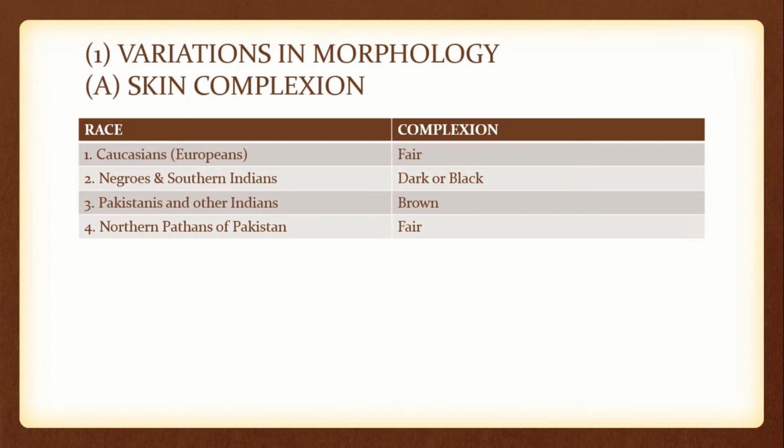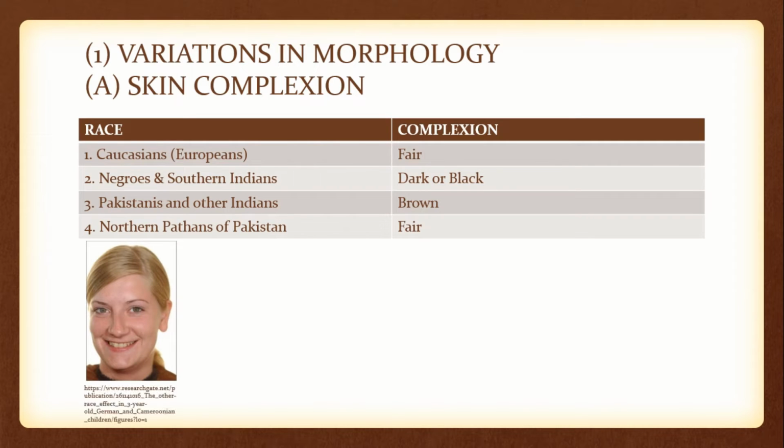First is skin complexion. So we are going to study differences in skin complexion and how those differences can help us in identifying the race of a living person. So first one, if we have got a very fair complexion, so most probably that living person would be a Caucasoid, who are white or light skinned Europeans, as you can see in the picture as well.